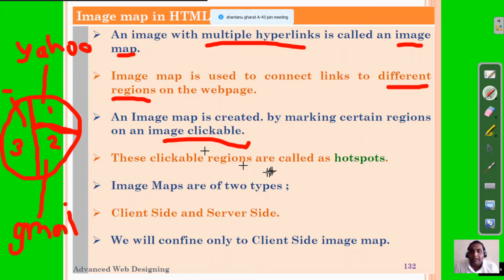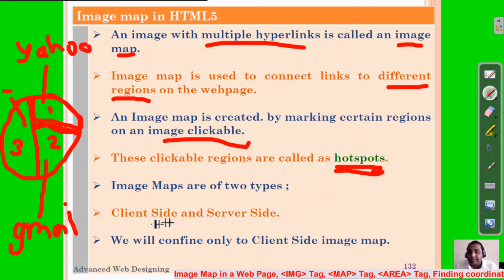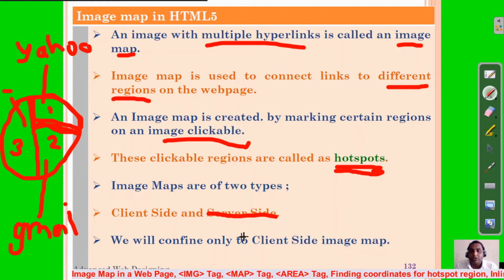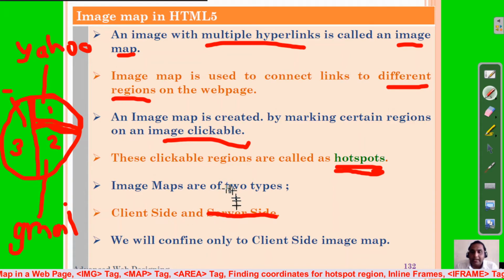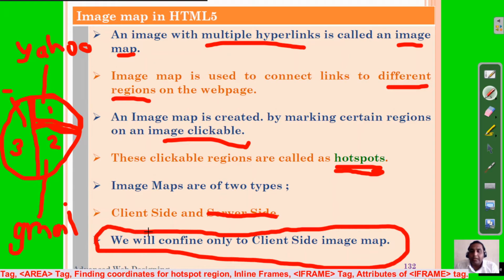Now these clickable regions are called hotspots. Very important from the board exam point of view, for fill in the blanks. This one region is said to be a hotspot. Image maps are of two types: client side image mapping and server side image mapping, but we have only client side image map to study in this syllabus.